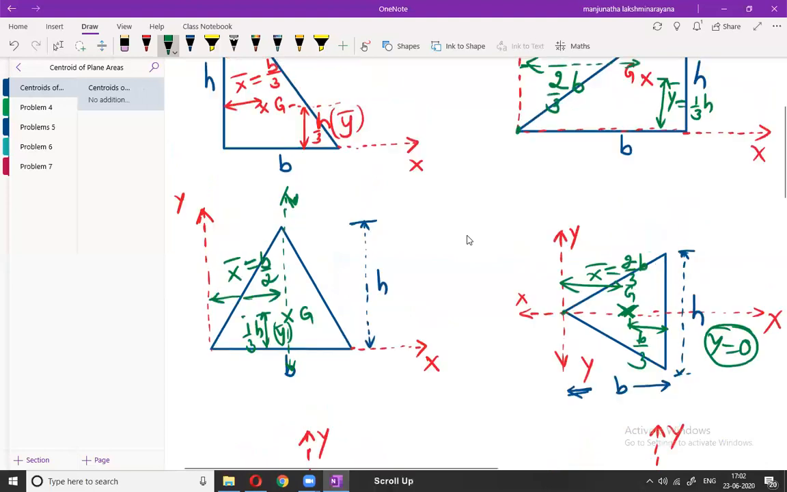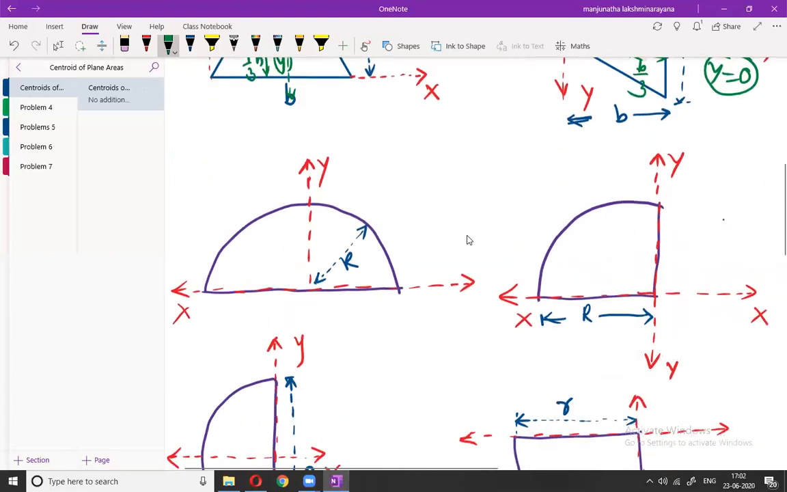Next, now let us consider the other cases. So in the case of a semicircle, we know that the centroid lies on the axis of symmetry. Okay, this is the axis of symmetry. Therefore, the distance of centroid in case of a semicircle is 4r by 3 pi from the base, one of the diametric axes. Okay, this is the diametric axis. From the diametric axis, the distance of centroid G is given by 4r by 3 pi.